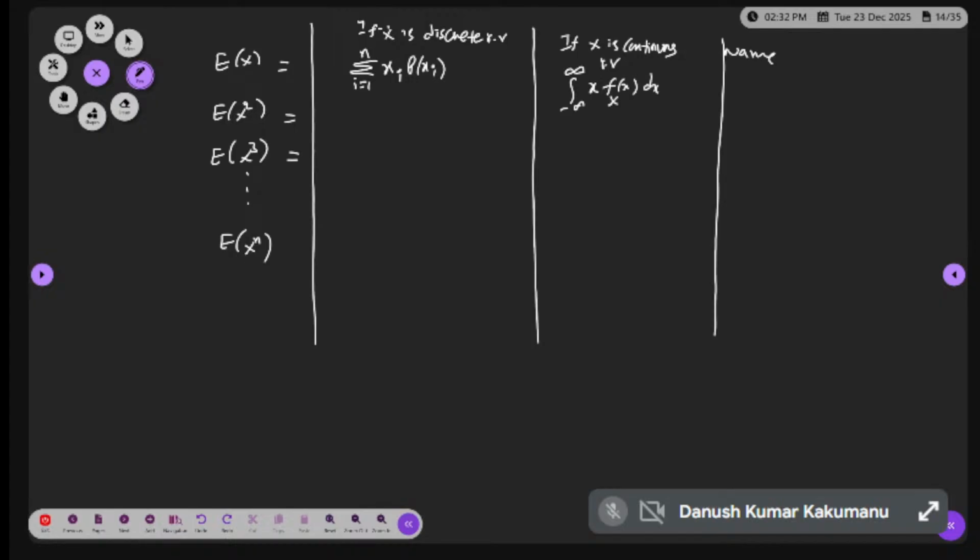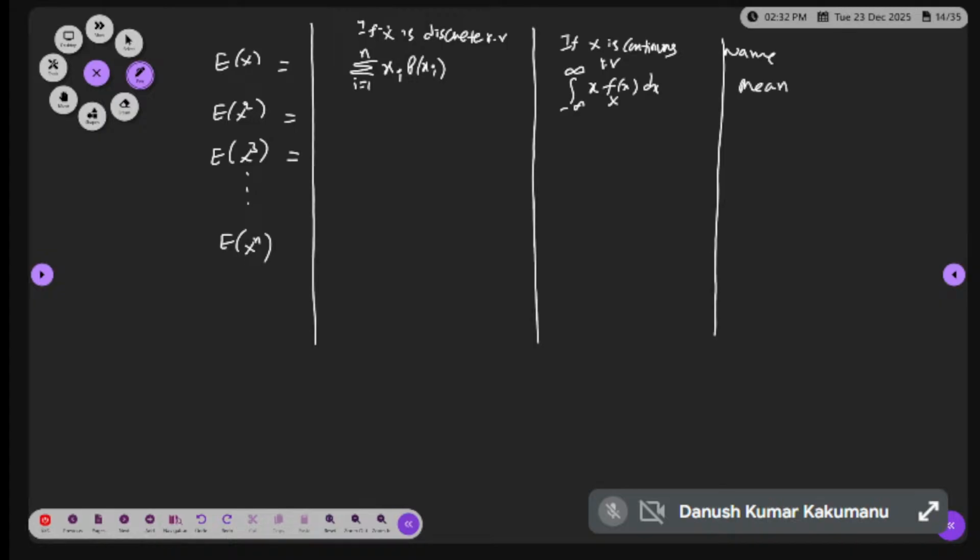What is this p of xi? P of xi is called PMF. What is f of x? f of x is a PDF. For a continuous random variable, what is the function? PDF. For a discrete random variable, what is the function? PMF. What is the name of E of x? Mean. Yes or no? It is mean.